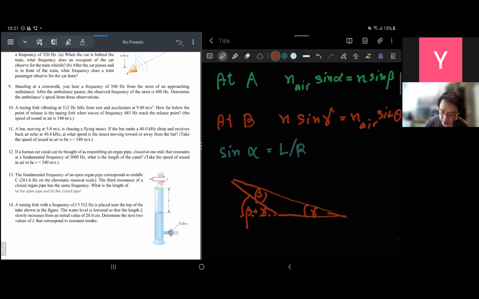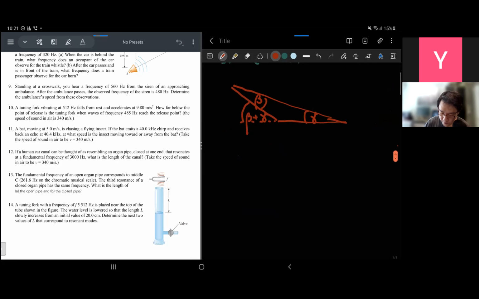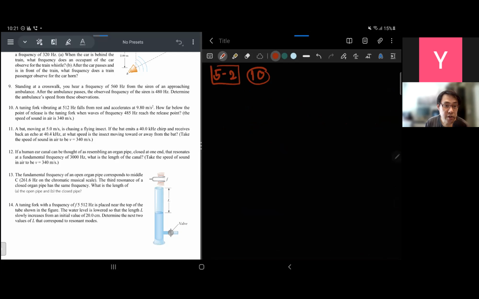So the idea of this one is you just want to know, okay, so let me move on to this one. This is 5, 2, problem 10. What you have here is you want to know when you will be able to get the frequency observed to be 485. So you want to know at what speed. So the idea is you drop the tuning fork down here.